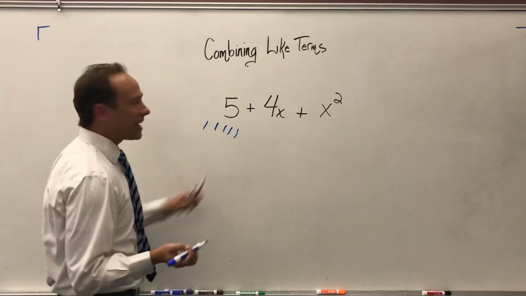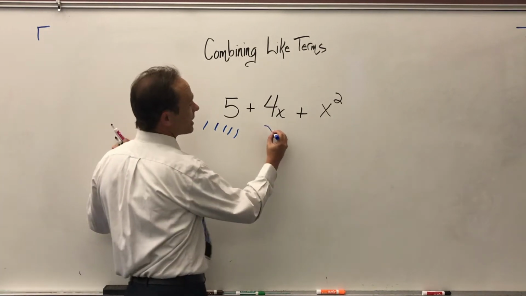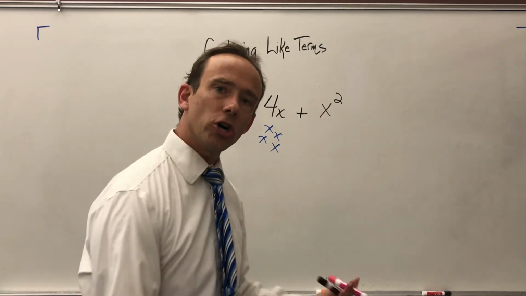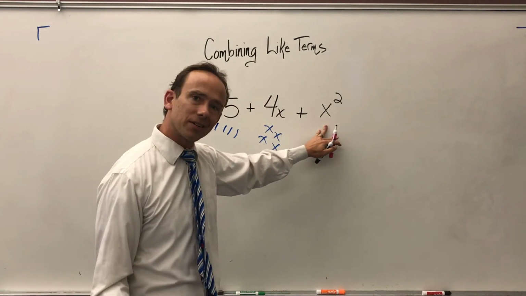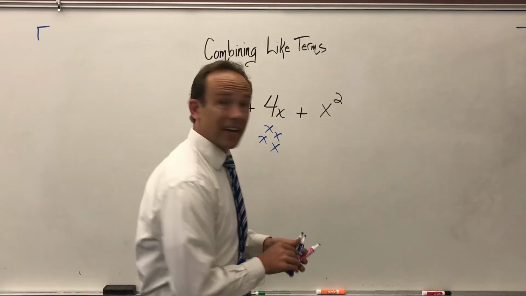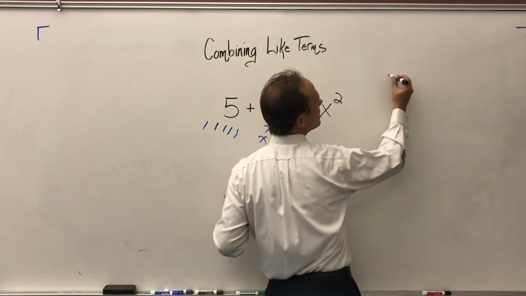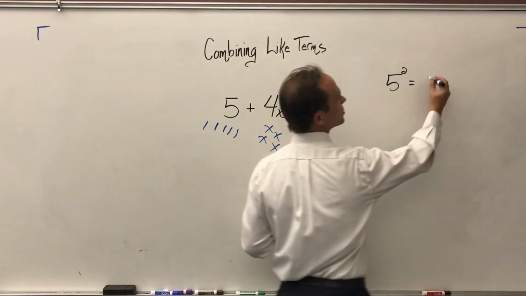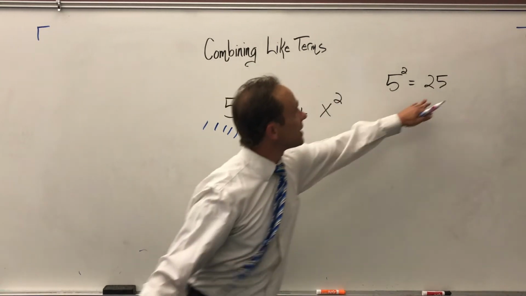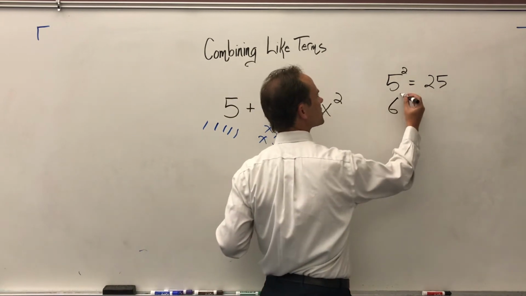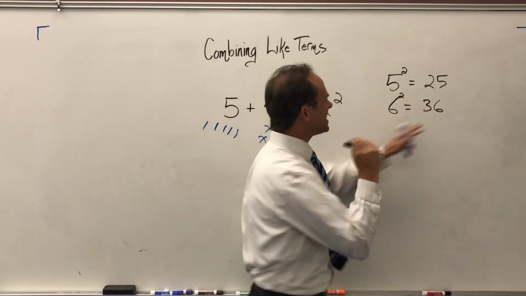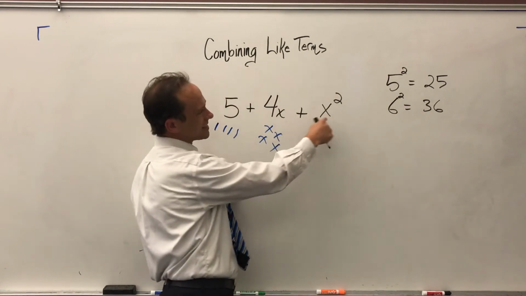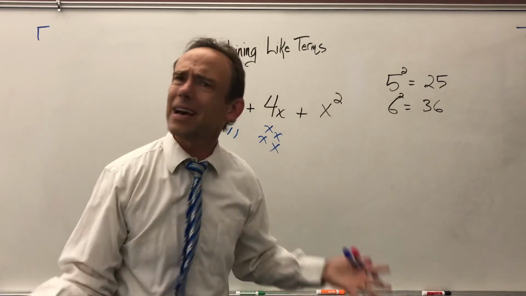5 is 5 ones. Okay, 4x. I don't know how many ones, but I know there's 4 x's. Now, x squared. You don't know how many x's are in an x squared. There's x number of x's. It's like if you did 5 squared, right? There's 5 5s, and that's 25. But if it were 6 squared, there would be 6 6s in 6 squared. And so we don't know how many x's are in x squared. It depends on how big x is.